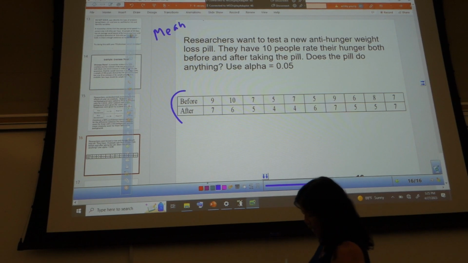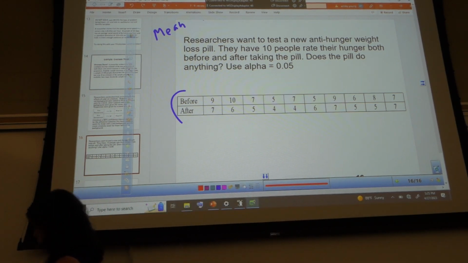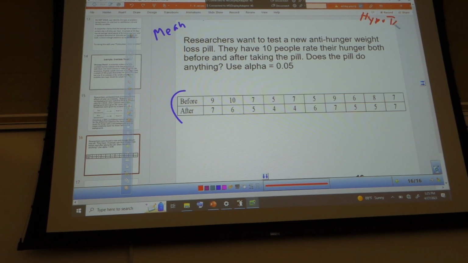Is it a confidence interval or a hypothesis test? Hypothesis test. How do you know it's a hypothesis test? It doesn't say anything about it. Right, there's no estimate or confidence interval in it. All right, how many samples is it?